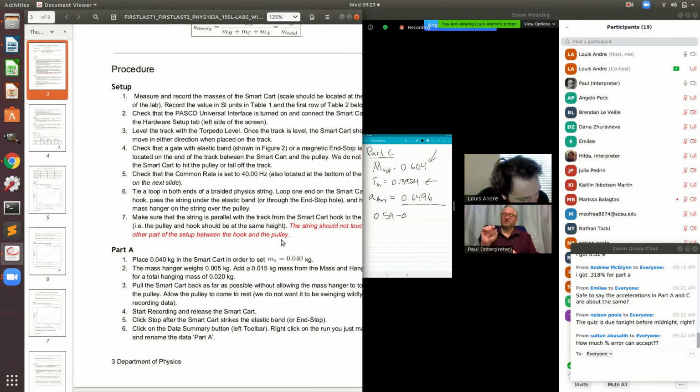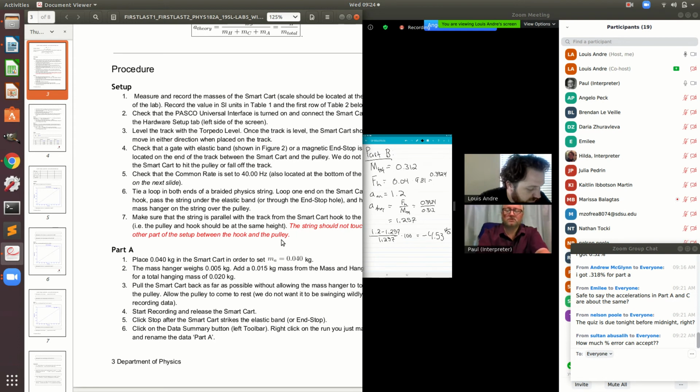0.59 minus 0.6496 over 0.6496 times 100. What do I get? We've got 9.17% difference, a negative. Right? And there you go. So that's fine. I don't know what percent error you had, Sultan, but 9's fine. This one was 4, and the other one was less than 1.